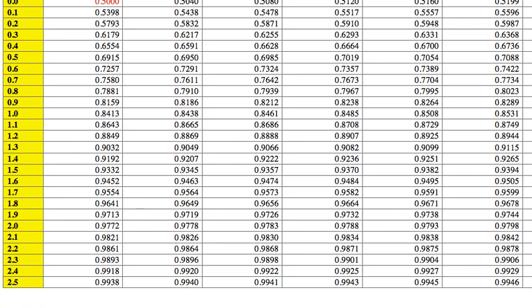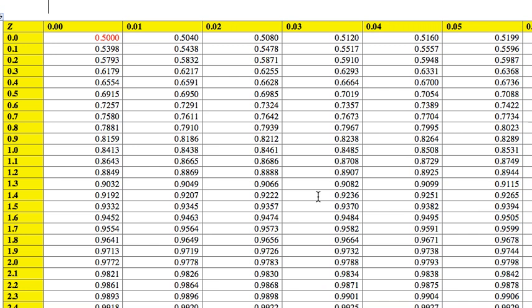Scroll down here to our table, and if we go to 1.25, we are looking at 89.44. Well, that's not the answer. 89.44% would be the answer if we were looking for a random variable being less than 65. We are looking for the probability of X being greater than 65.